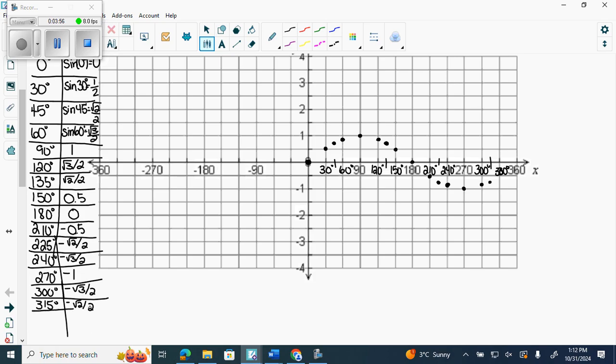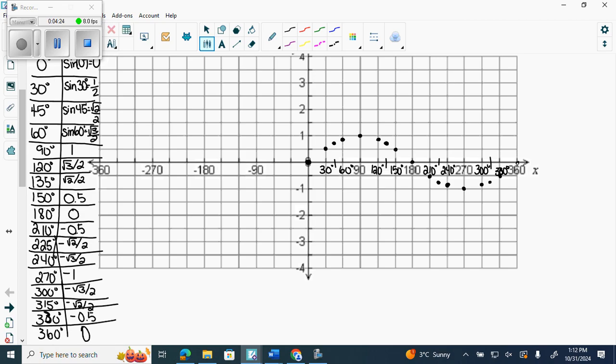330 is negative 0.5, and 360 degrees is, sorry, 330 is negative 0.5. 360 is 1. Oh, 0, not 1. Sine of 360. I was doing cosine.